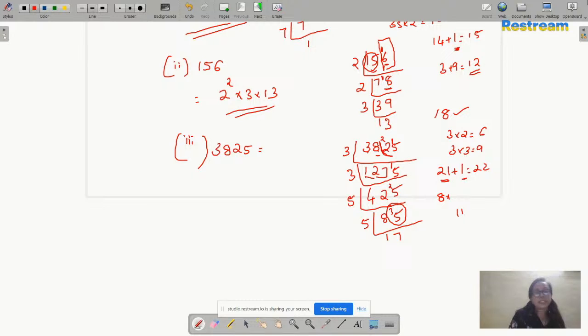Now you have to understand that 17 is a prime number. So no other divisible number is there, except 1. So here, except 1 means last you can divide with 17. Factors are 17 and 1. So 3825 is equal to 3 square into 5 square into 17.